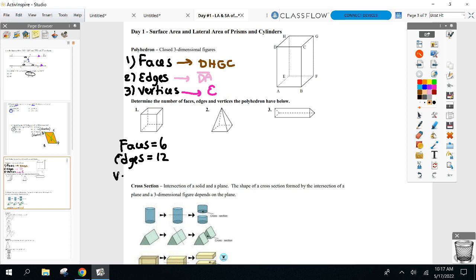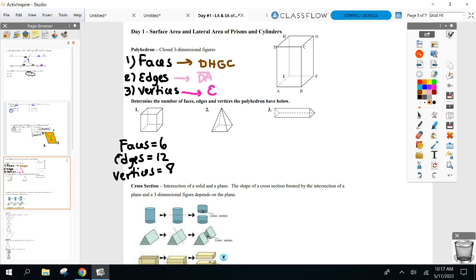And then vertices. How many vertices? I got 8 vertices, yep. Anybody want to go through either of those there? Any of the 3?